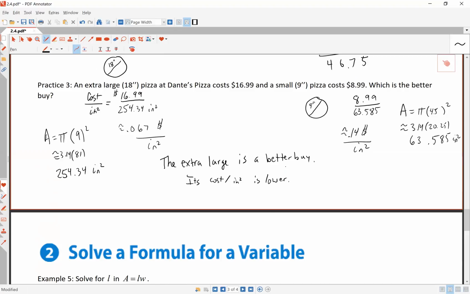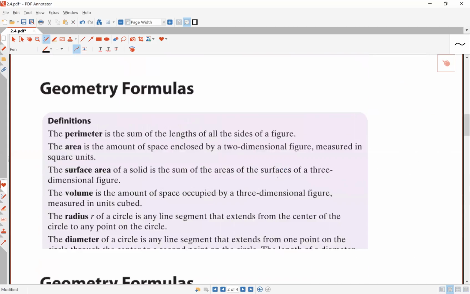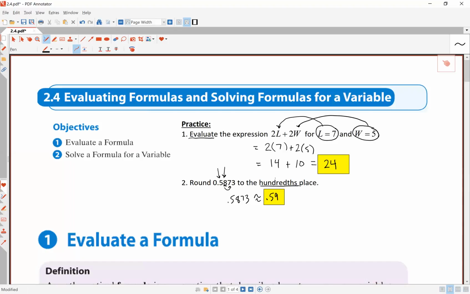That's it for 2.4. This concludes 2.4, evaluating formulas and solving formulas for a variable. Objective 1, evaluate a formula.